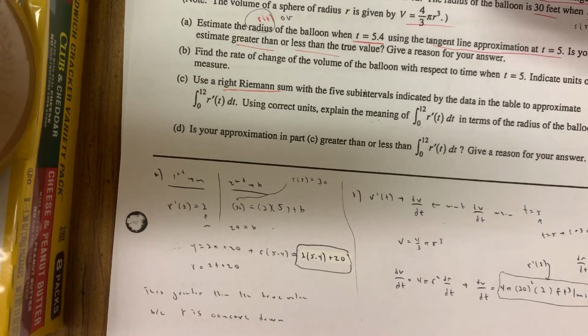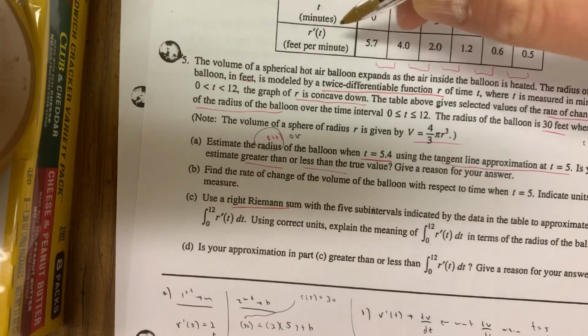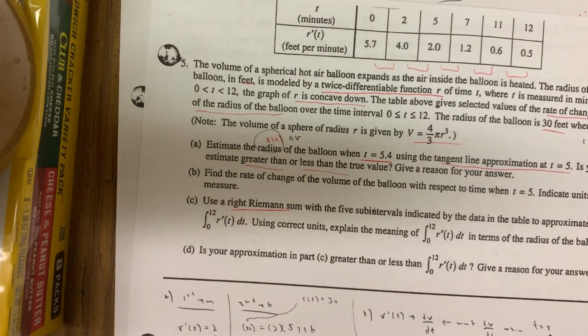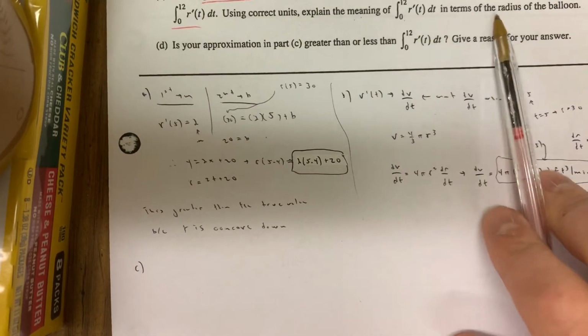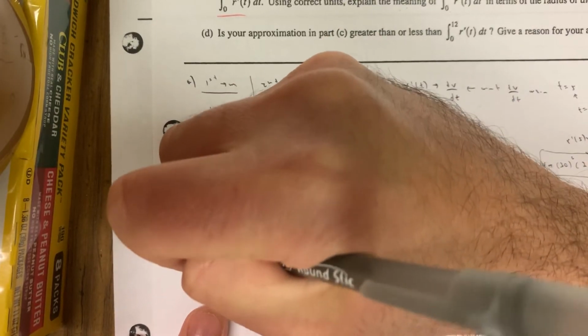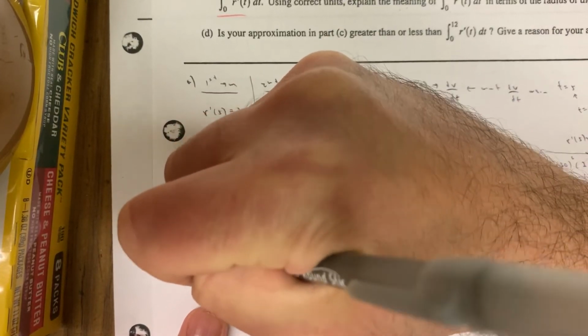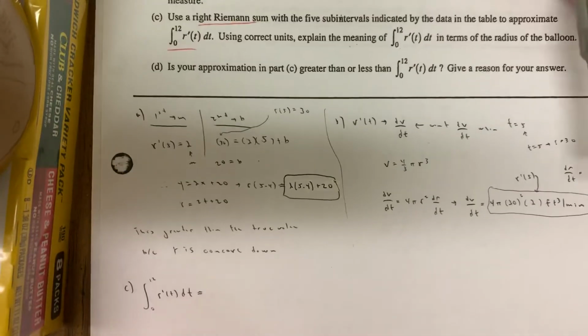So 1, 2, 3, 4, 5 right there, those 5 sub-intervals to approximate this integral. And then using correct units, you want to explain the meaning of the integral, okay? So the integral 0 to 12 of r prime of t with respect to t. If they were subintervals of equal length, we'd be getting delta t right now, but we're not going to do that. We're just going to calculate the area of each rectangle separately.